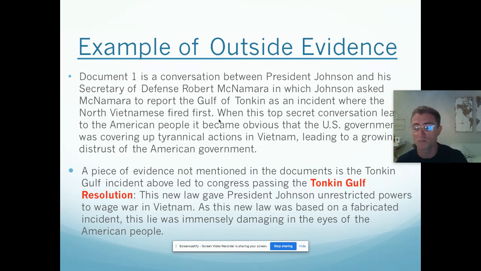As this new law was based on a fabricated incident, this lie was immensely damaging in the eyes of the American people, once again tying it to the thesis, which is on growing mistrust of the American people. There's my outside evidence there. You guys are going to have a million pieces of outside evidence to use. You just insert them into those body paragraphs.